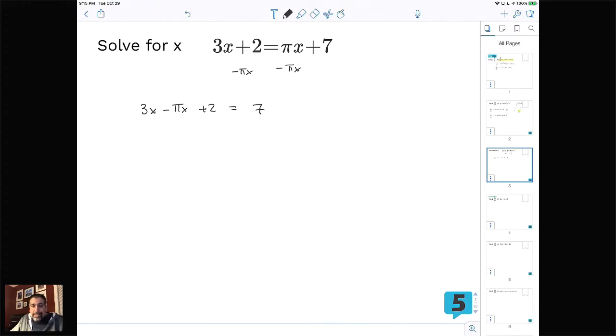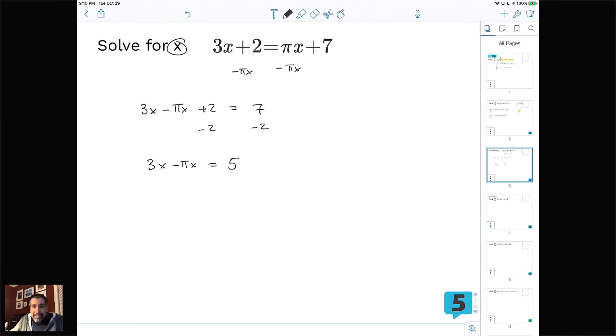Well, that left-hand side is the x side. We are solving for x, so we're trying to get only x's on the left-hand side. So to me, that means subtract 2 from both sides. So when we do that, we've got 3x minus pi x equals 5.